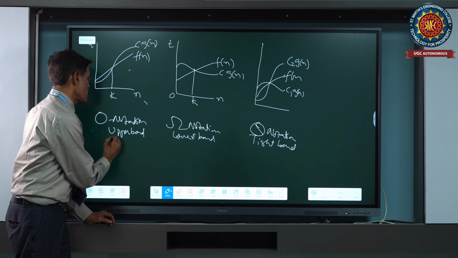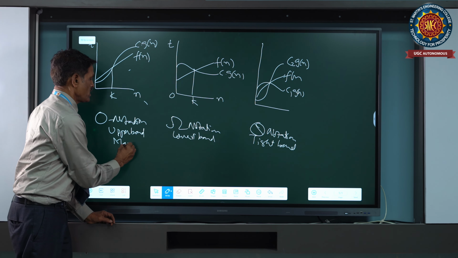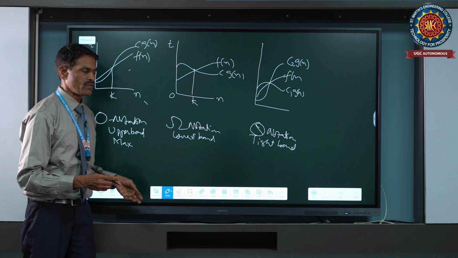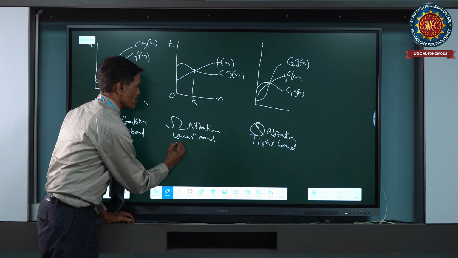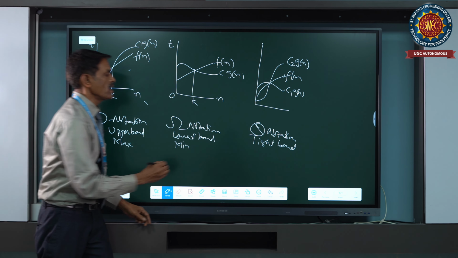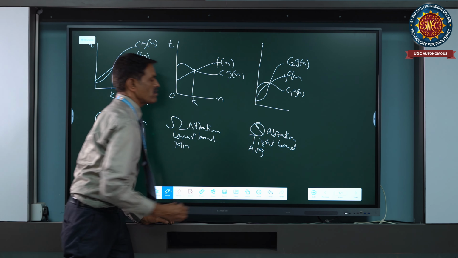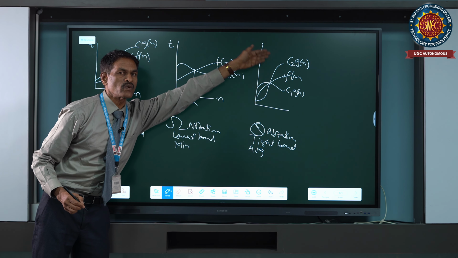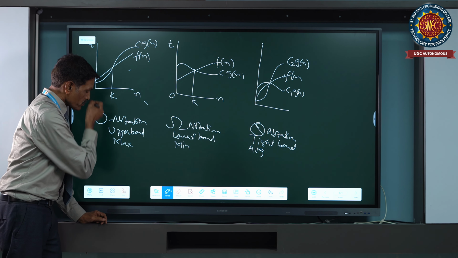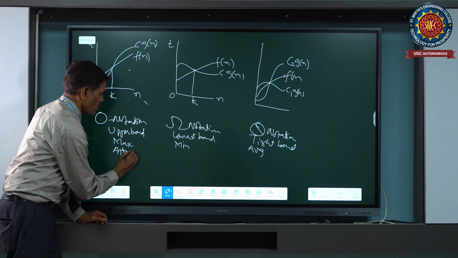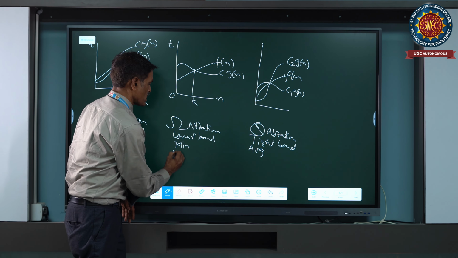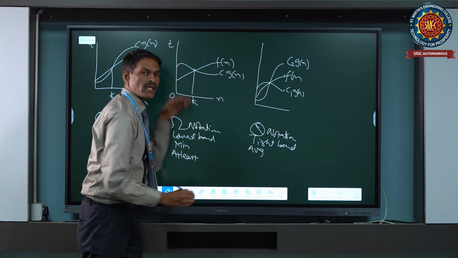Big O notation is used for the maximum, the bound at most. The next one is the minimum purpose, the at least level of the function. And the next one is the average purpose, in between these two functions.